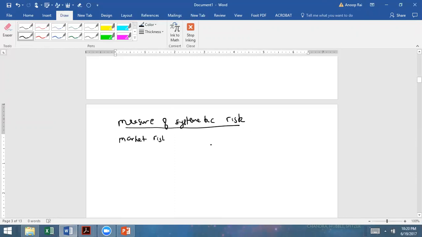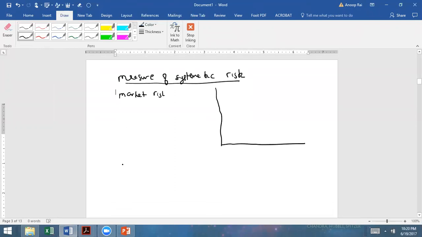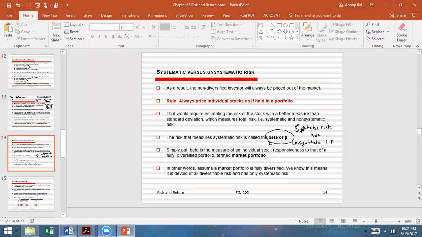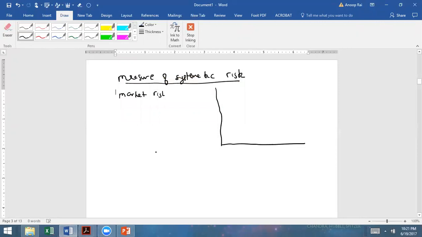Let me give you an example here. So you want to know how to measure the risk of a stock that is only susceptible to movements in the market. Let's say I take an IBM stock, and this is what I notice with the IBM stock. Let's say the Dow Jones, or we'll call it the S&P 500, so it's a market portfolio of 500 stocks.